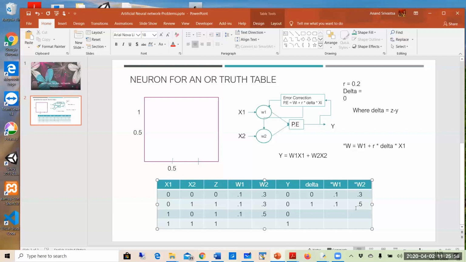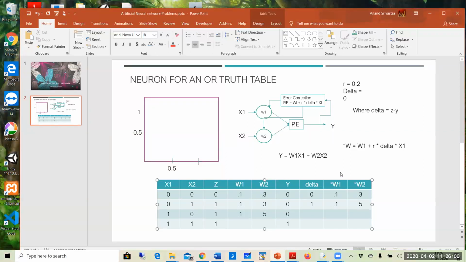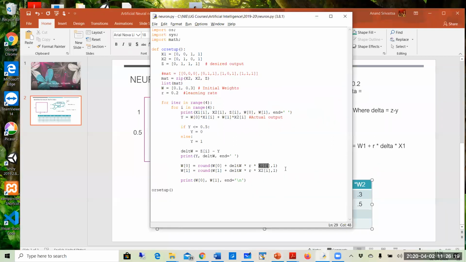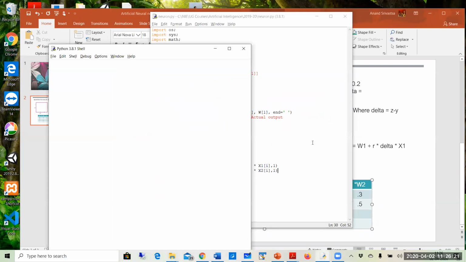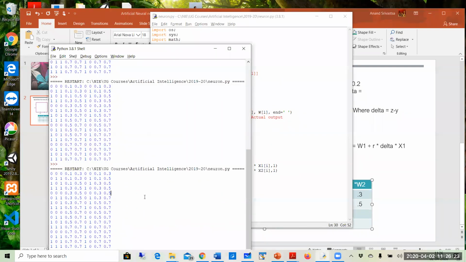I'm tweaking the weights, not the answer. I'm tweaking the weights in such a way that it gives me the desired output when the weights are correct. No matter what happens to x1 and x2, my actual output will be equivalent to the desired output. How? By tweaking W1 and W2. For that reason, I did this, and if I run this, I get this answer.